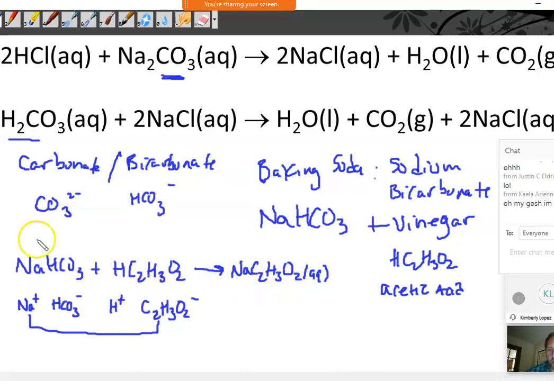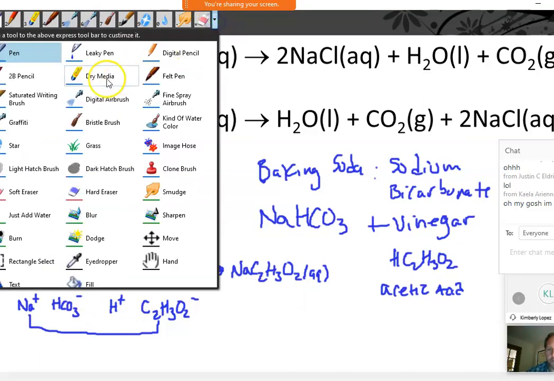All right, and then your other product, let me do it in a different color just so it doesn't blend in. Actually, why don't we just erase this over here?